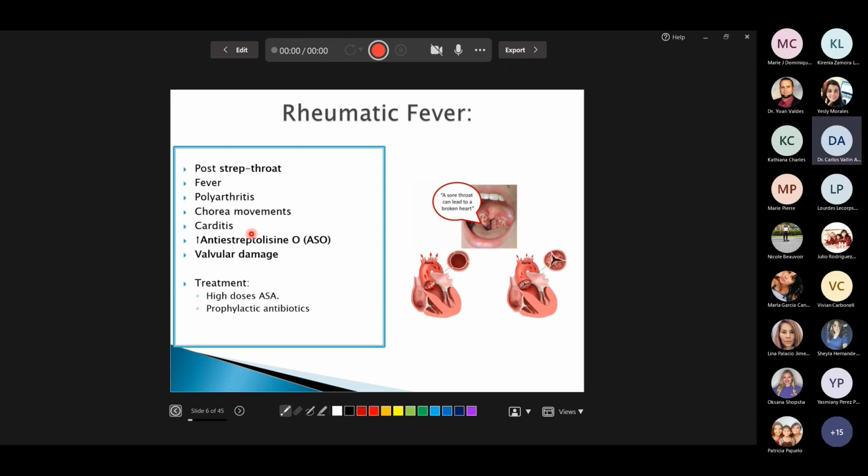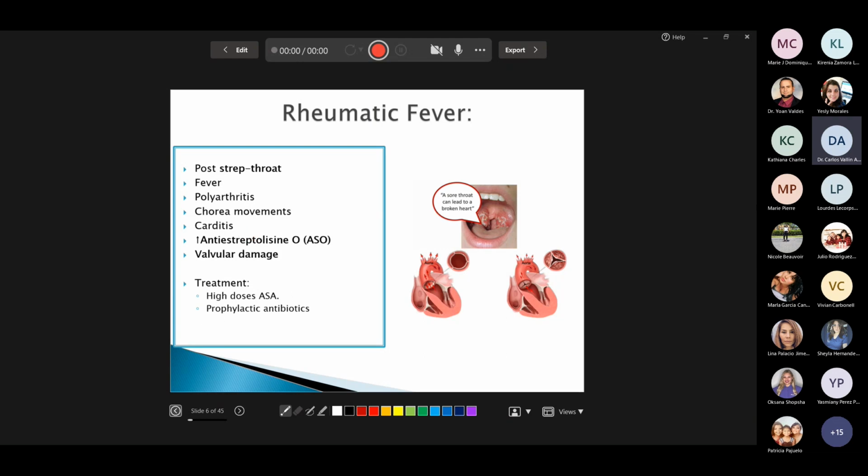Rheumatic fever presents weeks after the person had the strep throat. So in the moment of the attack of rheumatic fever, maybe the tonsillitis, the strep throat, is already absent, already subsided, already over.